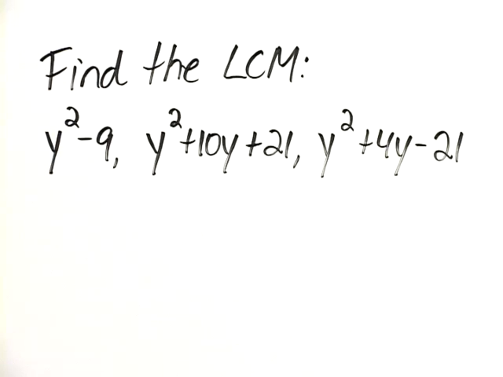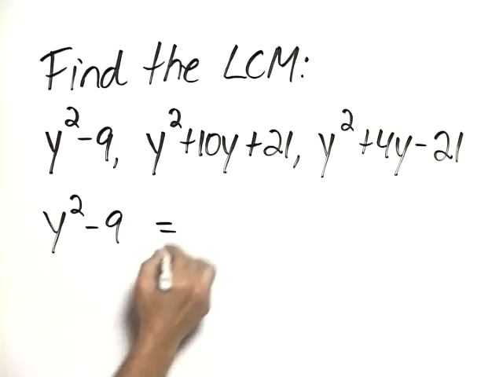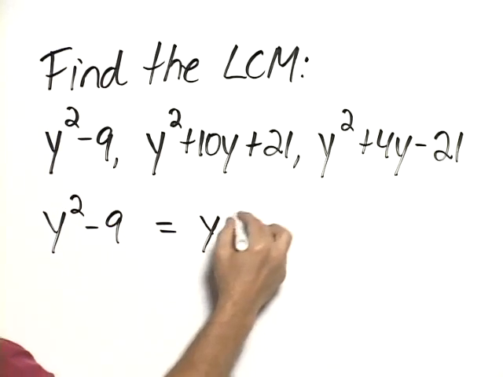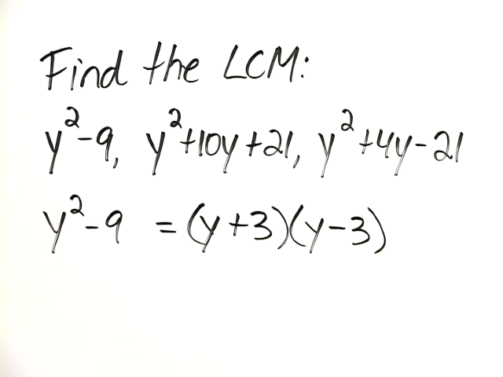Find the LCM of y squared minus 9, y squared plus 10y plus 21, and y squared plus 4y minus 21. To find the LCM of these three expressions, we need to factor each expression. So let's start with y squared minus 9. That's the difference of two squares. It factors as y plus 3 times y minus 3.